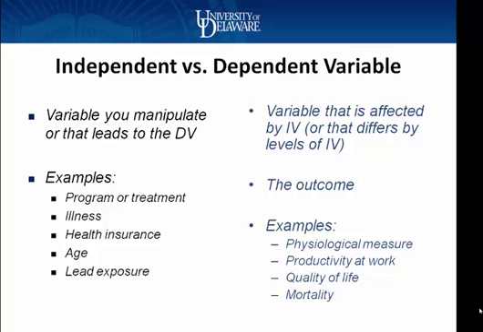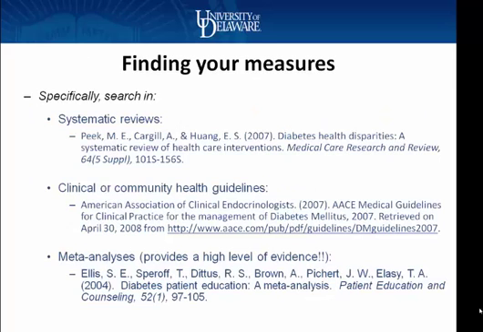So make sure it's clear when you're looking for metrics that you understand what was being studied in the literature that you reviewed, what was being studied with the metric that you pick, and you're clear, at least in your mind, so that you can write about it in a meaningful way of what the IV and the DV were.